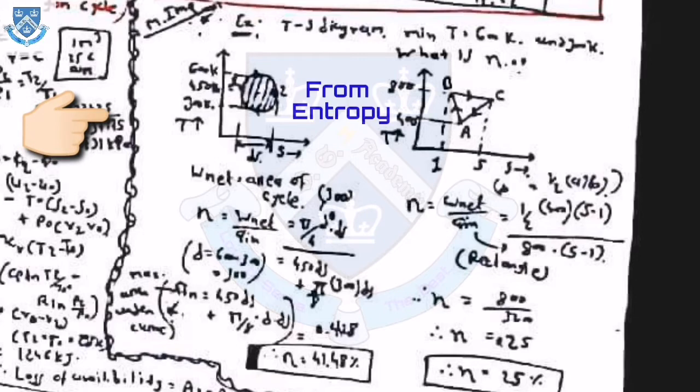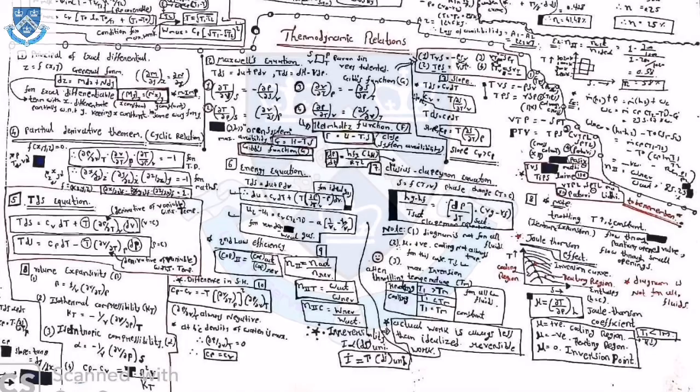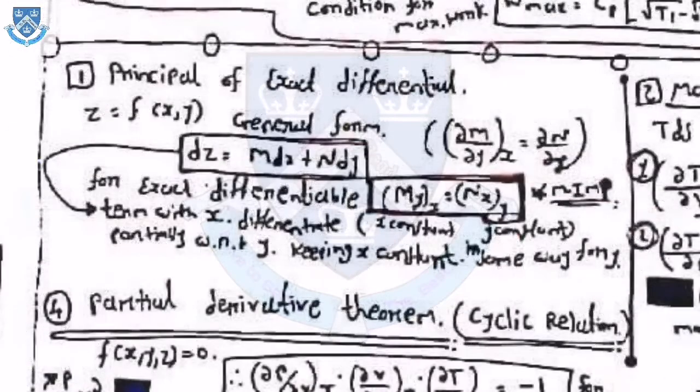Now moving towards thermodynamic relations. From this chapter the most important equations are Maxwell equations, and the other one is the Clausius-Clapeyron equation and the Tds equations. Three main equations are there, but all these equations you have to remember because from any topic there may be a direct one question for 1 mark.